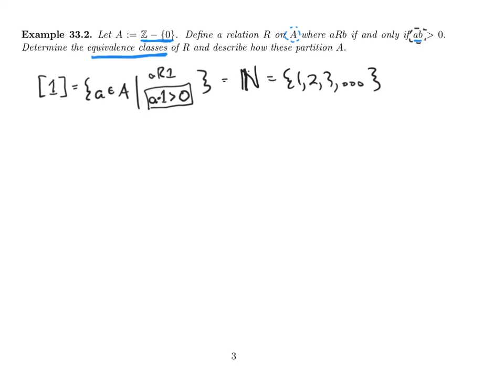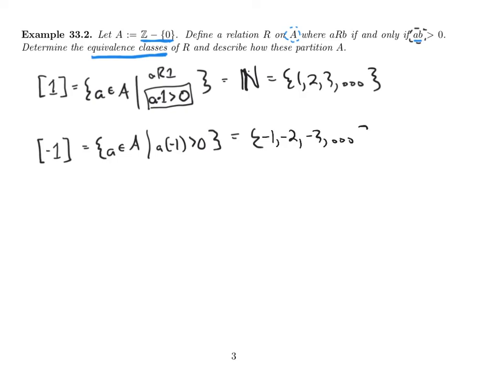Excellent. So let's pick a number not in that equivalence class and figure out what the equivalence class of that is. How about negative 1? Okay, same idea. We need all a in A such that a times negative 1 is greater than 0. Well, all that means is, of course, we need a to be negative. So this is going to be the set negative 1, negative 2, negative 3, all the way to negative infinity. So there are 2 equivalence classes.